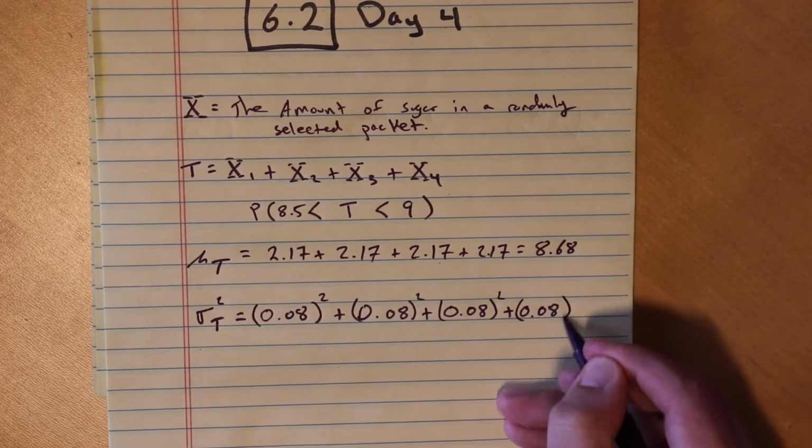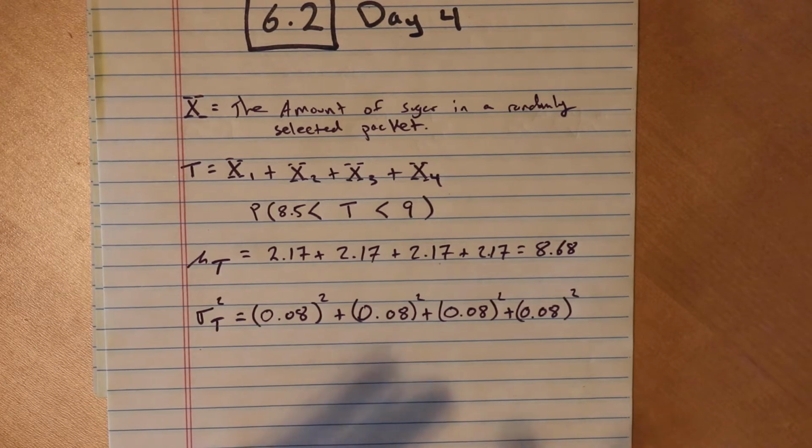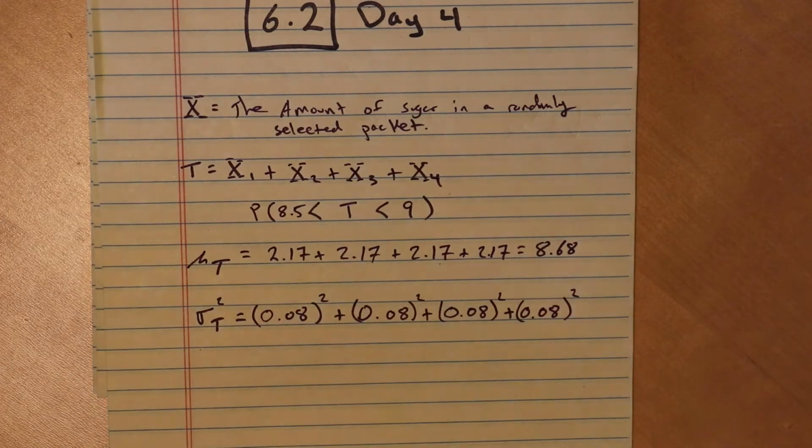Now, when can we add variances? Two things. Never add standard deviations. Second, if you are adding variances, that means you must know that we have independent random variables. In this case, I feel like it's fairly safe to assume we were randomly selecting these packets. The distribution in one packet should not be affecting the distribution in another packet. Once again, I'd like to go over an example where that's not the case in a little bit.